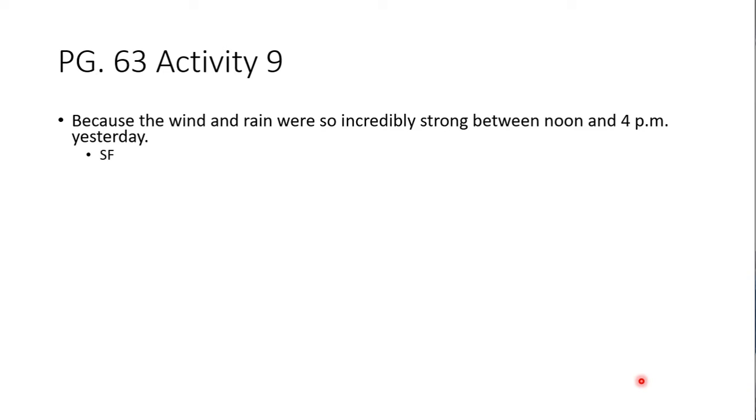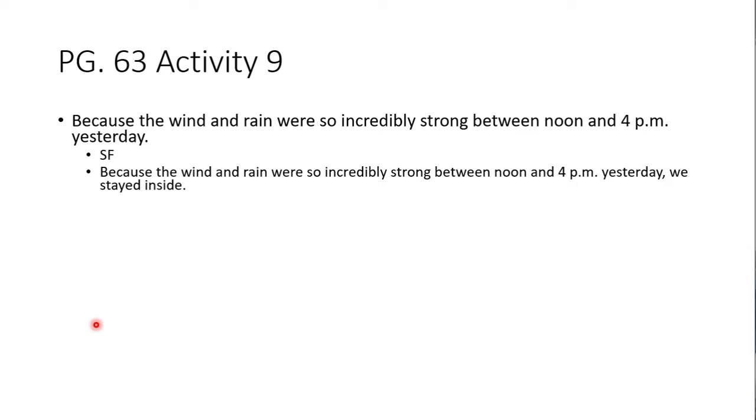Because the wind and rain were so incredibly strong between noon and 4 p.m. yesterday. This is a sentence fragment because you don't have anything after the subordinate clause, which is because the wind and rain were so incredibly strong between noon and 4 p.m. yesterday. If we had removed because here, gotten rid of that, then this would be a complete sentence, but because the word because is at the beginning of the sentence, this makes it a subordinate clause. So one way to repair that would just be to add an independent clause before or after it.